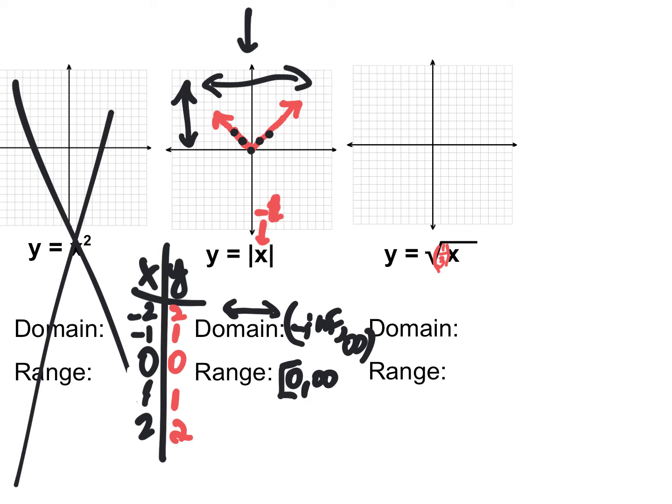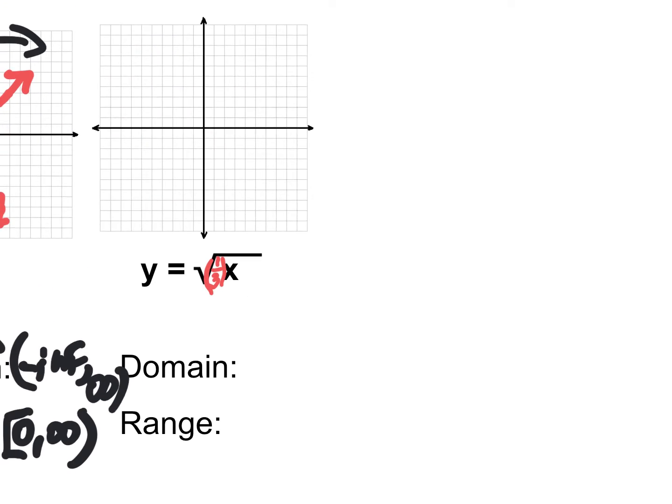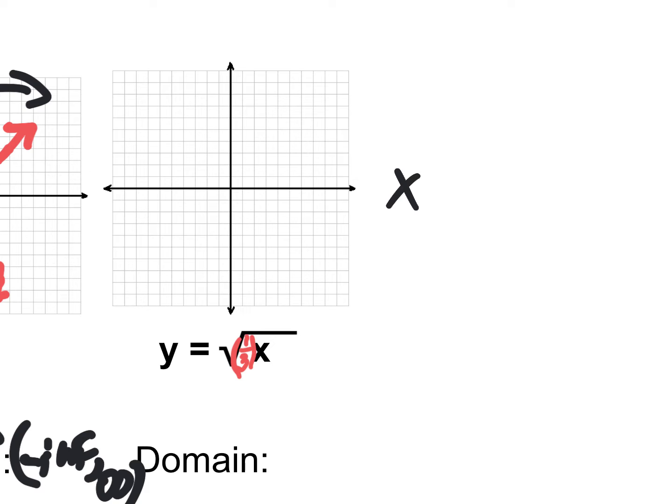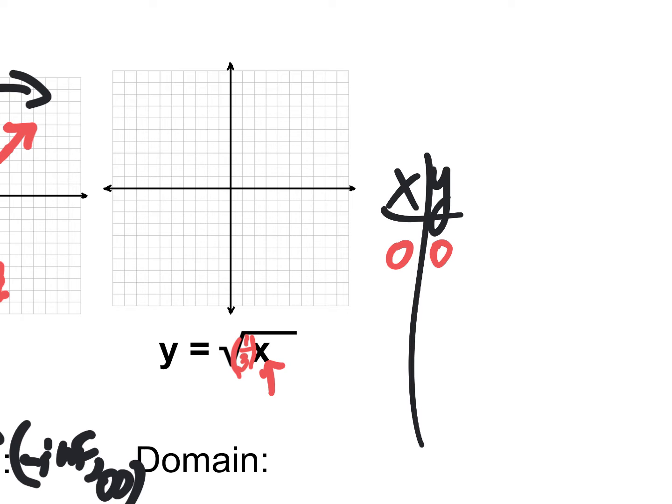Hope you're catching on to these. All right, domain and range. Oh, wait, we got to get the graph first. So I'm going to get an X and a Y chart. You're going to have picked some numbers, like let's say you pick 0, and 1/3 of 0 is still 0, and square root of 0 is 0. So 0, 0 is on my graph.